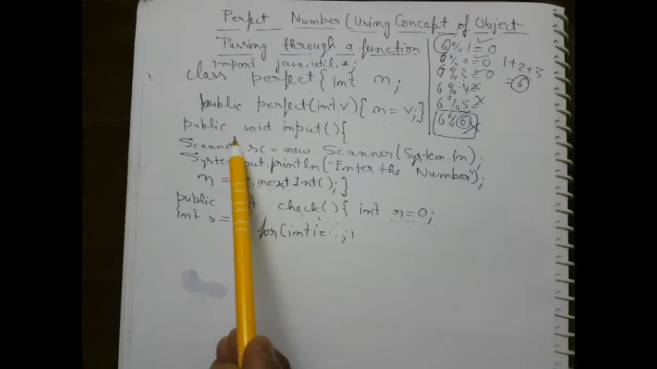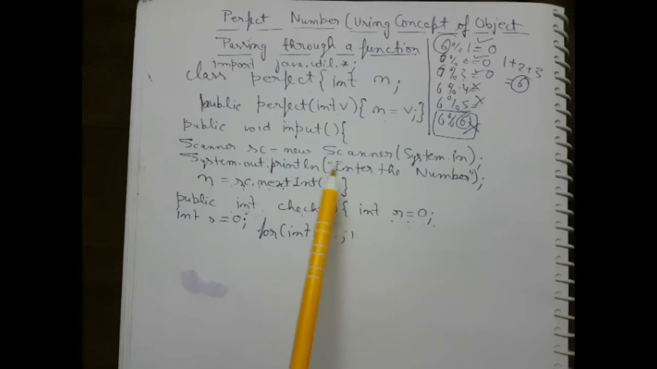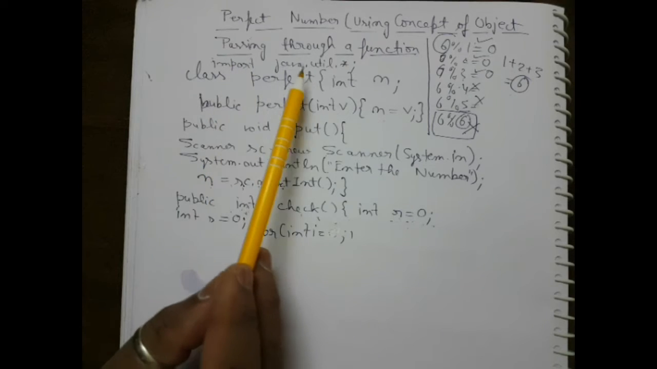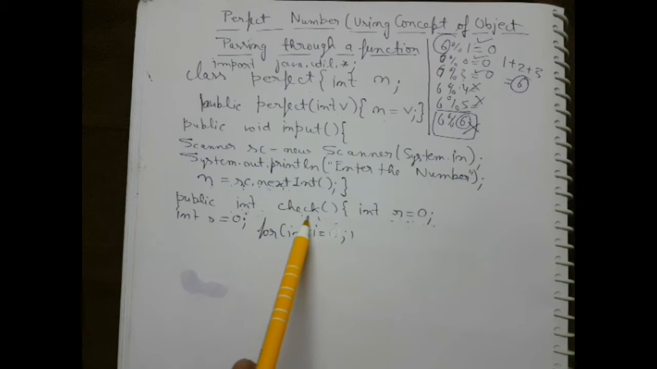After that we have the input function also, where we have a Scanner object sc and we enter the number, n equal to sc.nextInt. So data will be entered using the Scanner's object sc, and for this Scanner we have here the statement import java.util.*; After that, public int check.